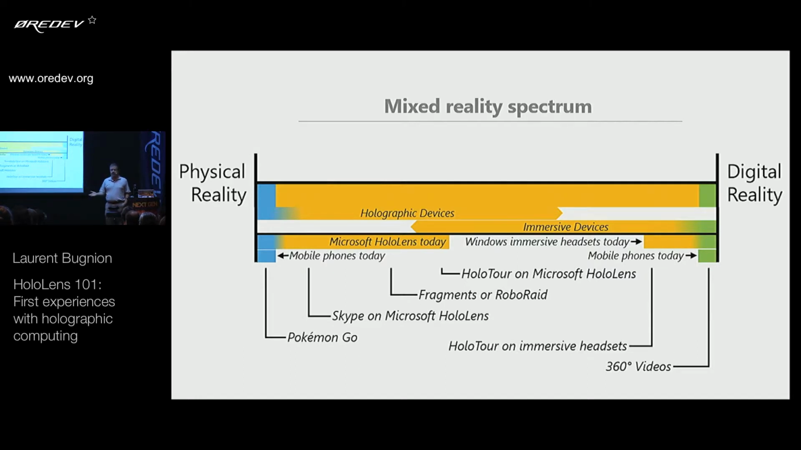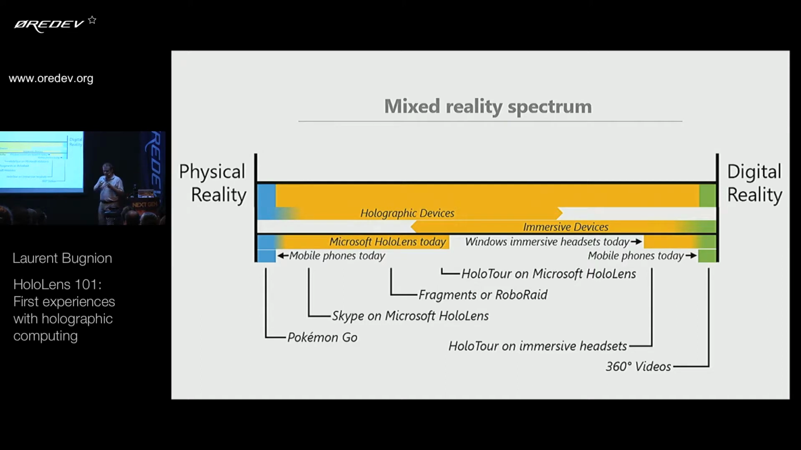Pokemon Go, clearly AR, okay? 360 video, you're really totally immersed, so you want to be cut from the reality. You don't want to see the reality around you because this is going to disturb the video, okay? On the other hand, if you have things like Fragment, for example, Fragment is a game running on the HoloLens. I don't know if you tried it, it's pretty cool.